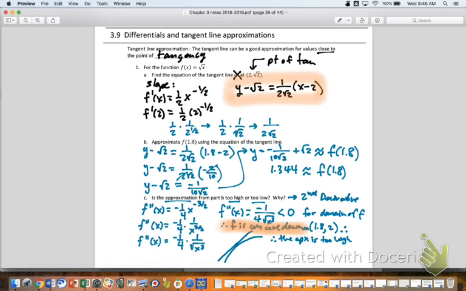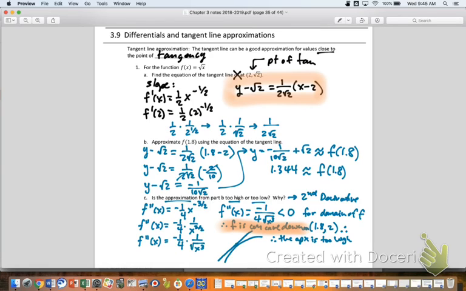Gotcha. Like if you said, hey, f double prime is always negative, therefore f is always concave down, therefore my approximation is too high, I'm probably going to go with that, since you said always negative. That includes the interval. But many times the graphs we'll look at, we're going to have concave up, concave down, concave up, concave down. Now you can't say that f double prime is always negative. You're going to have to say, hey, f double prime is negative on this little part, and that's the part that matters the most.